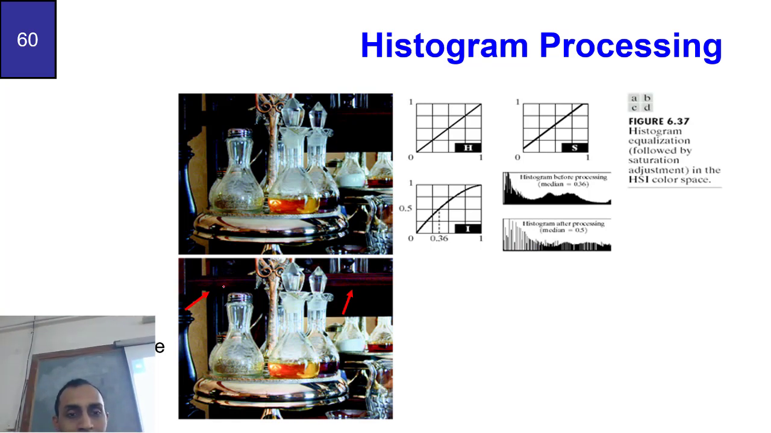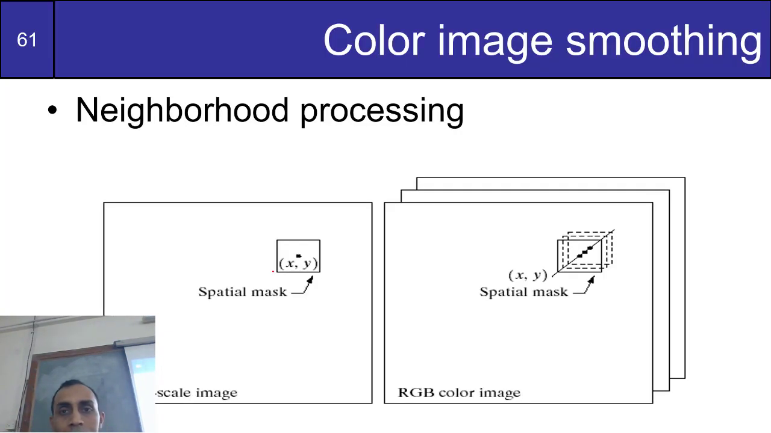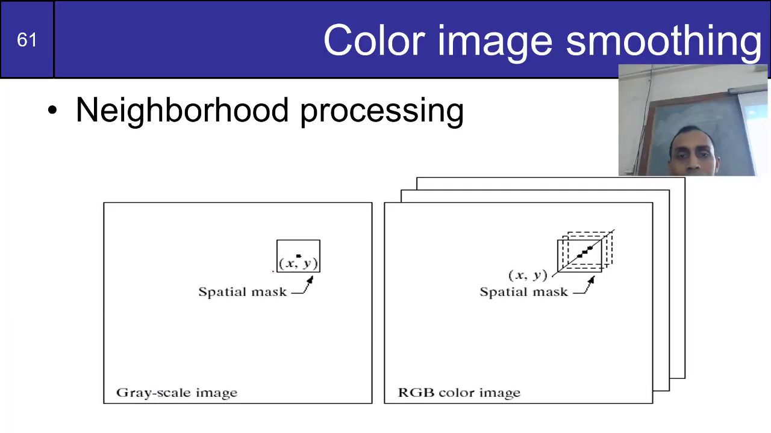So there are some details being shown here, which are better as compared to the original image. It's not quite good. I don't know if it is visible here or not, but at least you can see some more details have become visible after doing the equalization operation. So these are simple methods to extend the same thing that we were doing in grayscale images to color.